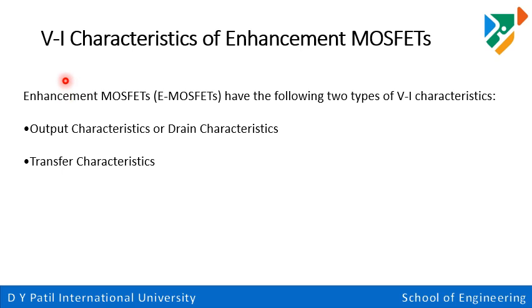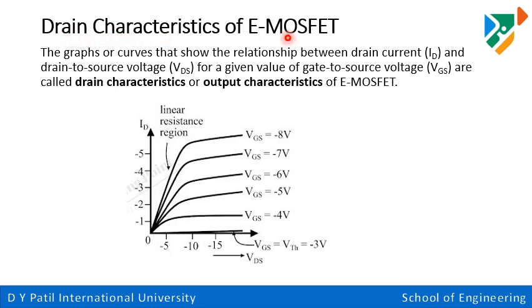Now what are the characteristics? This E MOSFET is basically divided into two characteristics: output characteristics, whose other name is the drain characteristics, and the transfer characteristic. Now what is the drain characteristic of the E MOSFET? It is the graph between the drain current and drain to source voltage, keeping VGS constant at a particular value. It is the graph of drain current versus drain to source voltage for different values of VGS.